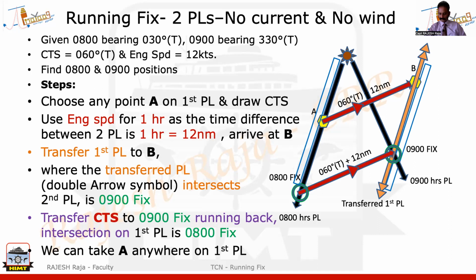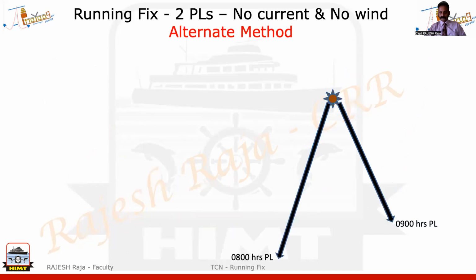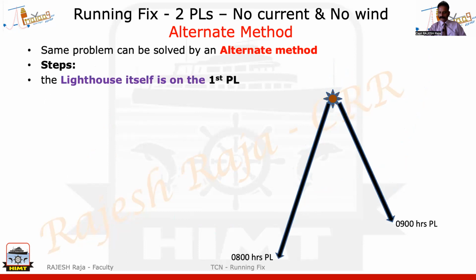So based on this concept, I'm going to give you an alternate method, because this small difference is very important for you to solve position circles. Again, I'm repeating, I can take alpha anywhere on the first PL. Do you realize that the lighthouse itself is also on the first PL, because you have drawn the first PL from the lighthouse? So I can choose the lighthouse itself as alpha.